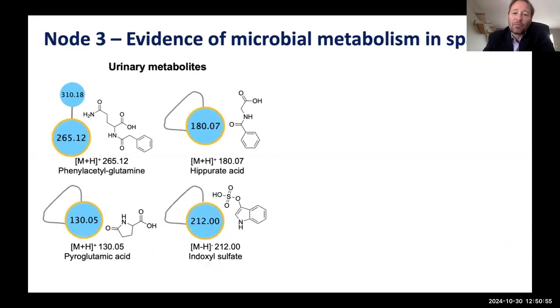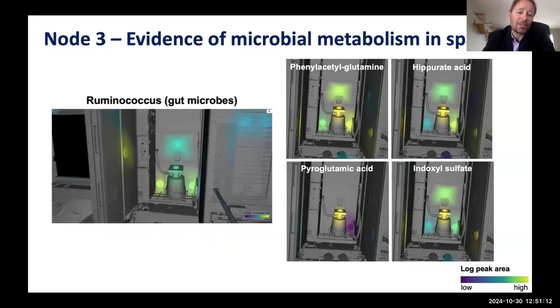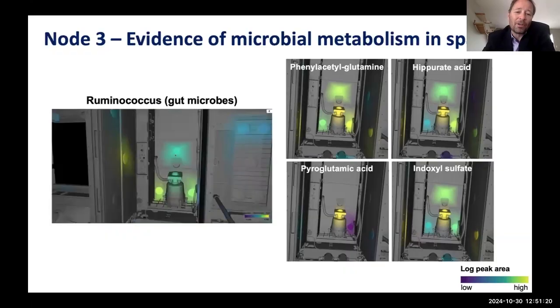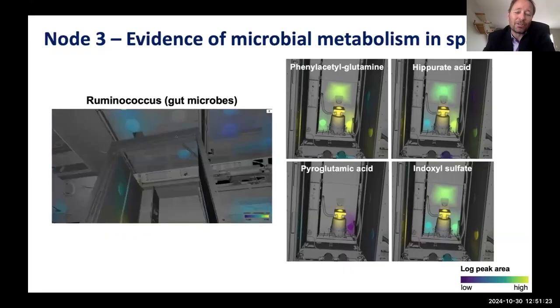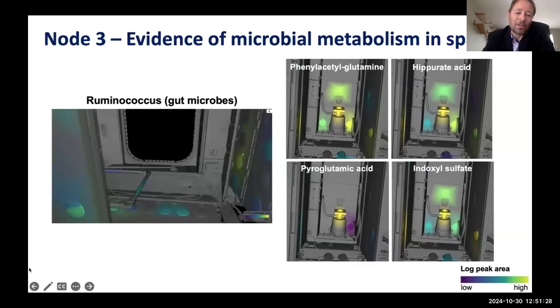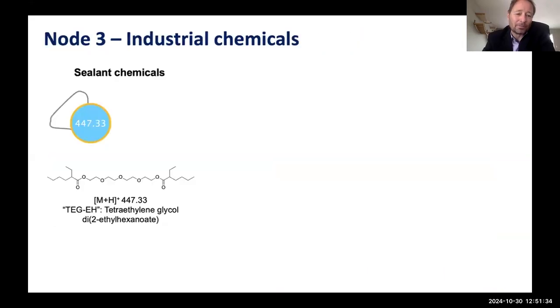We also start to see evidence for microbial metabolism. So here are urinary metabolites or fecal metabolites also. And you can indeed see those along the toilet. They're commonly observed there. And then if you take the sequencing data, you can indeed see that there's quite a lot of different gut microbes that are present around this region, but not only the toilet area, but also all the areas around the toilet. So just cleaning that local area does not eliminate the presence of fecal and urine metabolites throughout the entire module.